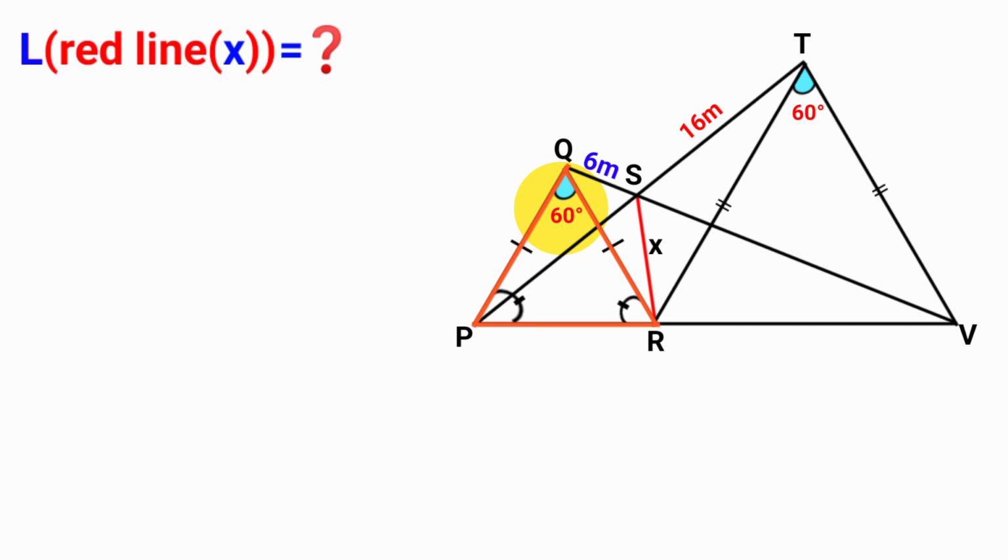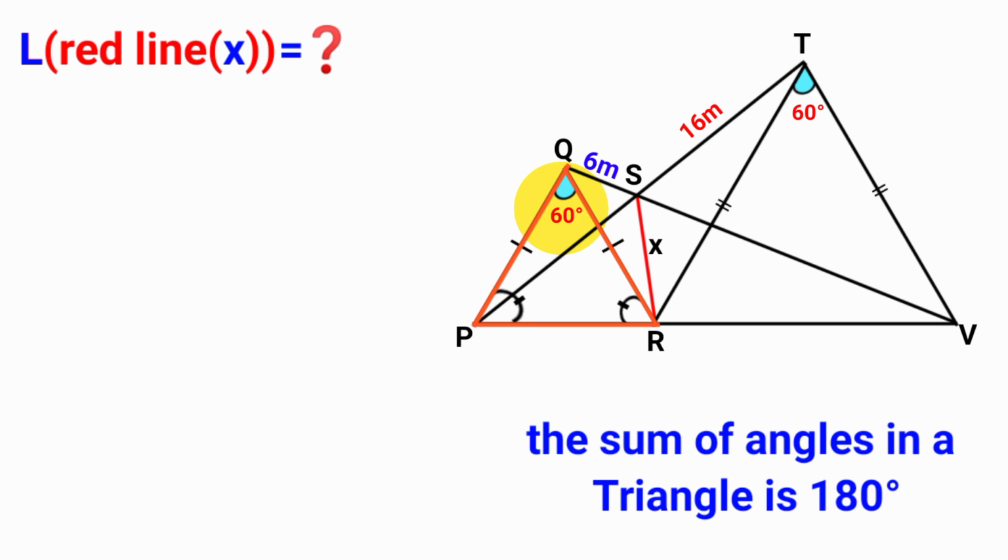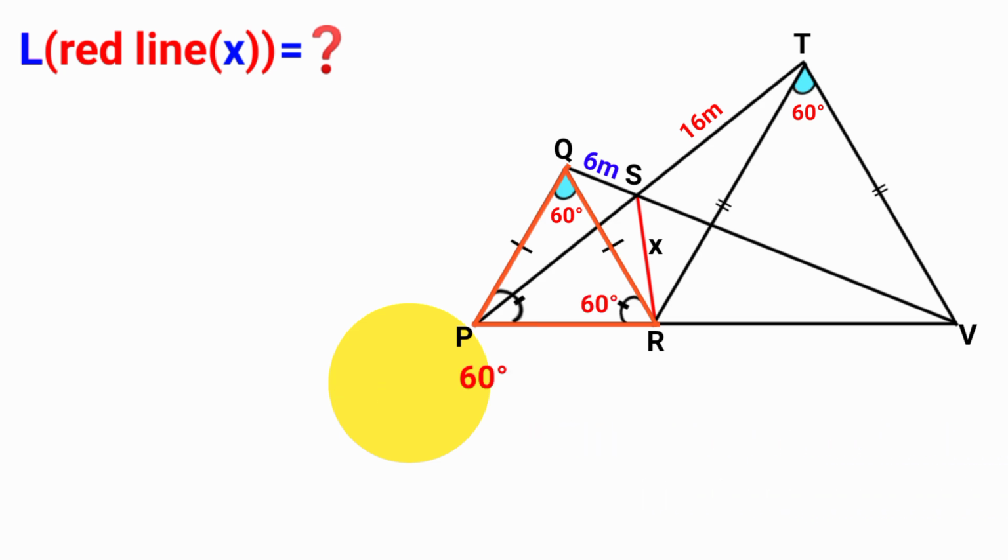Based on the rule that the summation of angles in a triangle is 180 degrees, this angle and this each will be half of 180 degrees minus 60 degrees. 180 minus 60 degrees is 120. 1 over 2 times 120 degrees is 60 degrees. That makes the triangle an equilateral triangle.